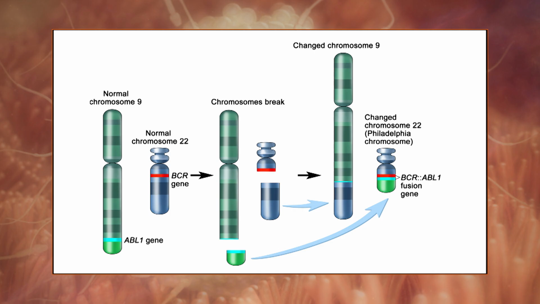The breakpoint cluster region, Abelson murine leukemia viral oncogene homolog, BCR-ABL, and chromosomal translocation between chromosome 9 and chromosome 22 causes the Philadelphia chromosome, that is t(9;22). This fusion exemplifies chromosomal translocations activating oncogenic pathways.